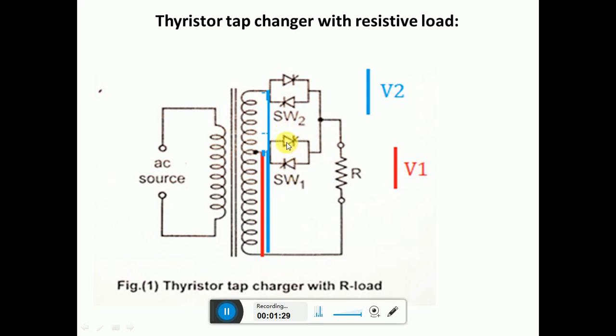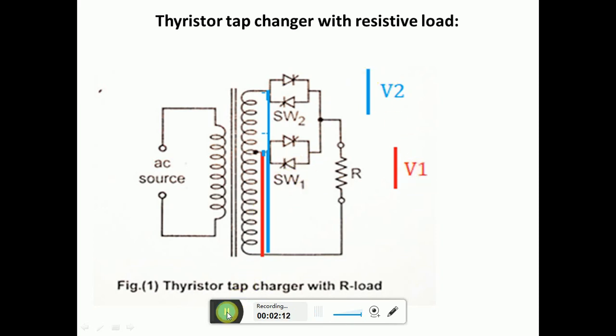Similarly, when this is off and switch 2 is on, we will get the full voltage across the secondary, meaning increased voltage. So how is the controlling of switches done? Controlling of switches is done by changing the delay angle of the switches, or thyristor valves. As I said, if the lower tap is on, we'll get V1, which is less than V2 when the upper tap is on and the lower tap is off. So we will be able to get two control voltages.